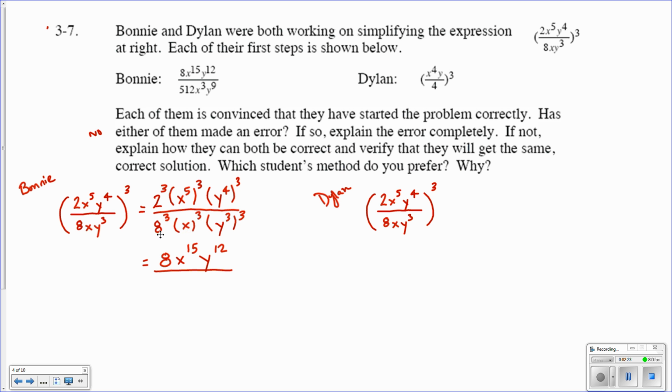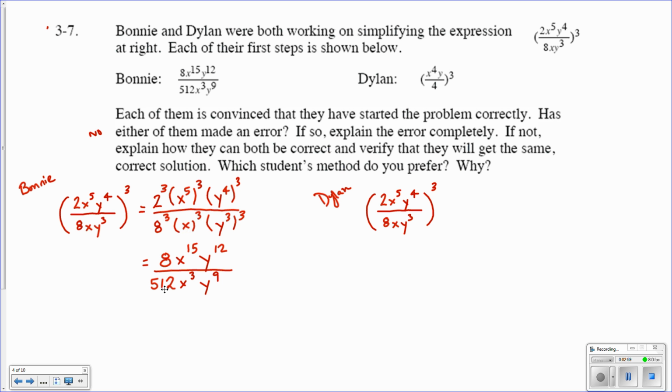Now, looking down here, we've got 8 to the third, which is 8 times 8 is 64, times 8 gives us 512. We've got x to the third power. And then we've got y to the third raised to the third, which is going to be y to the 9th power. So you'll see here we've got exactly the same thing she got, so we see which step she already performed.